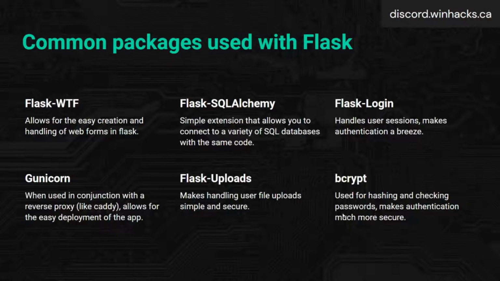And then the last one is Bcrypt. This is just a handy Python package you can use to hash and check passwords, so you can make authentication a lot more secure. You're not using plain text to store user passwords, which is a huge security problem. So Bcrypt is one of those ways to negate it a bit.